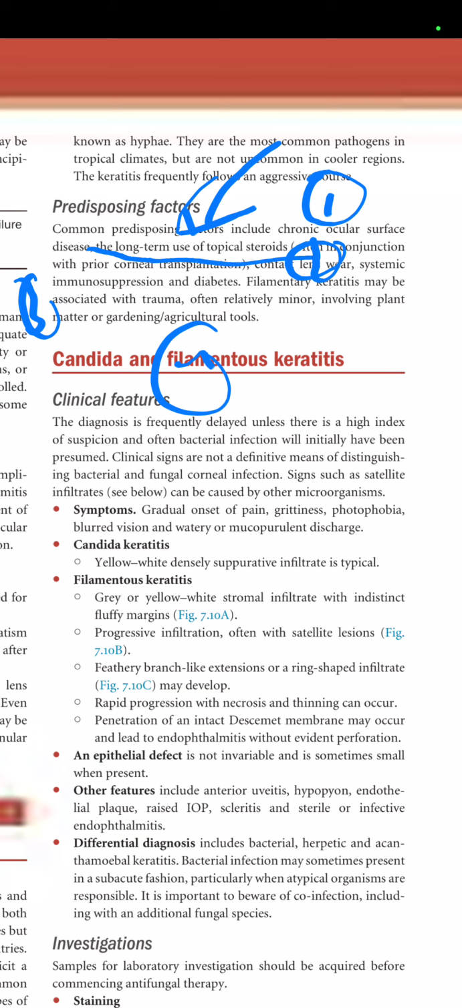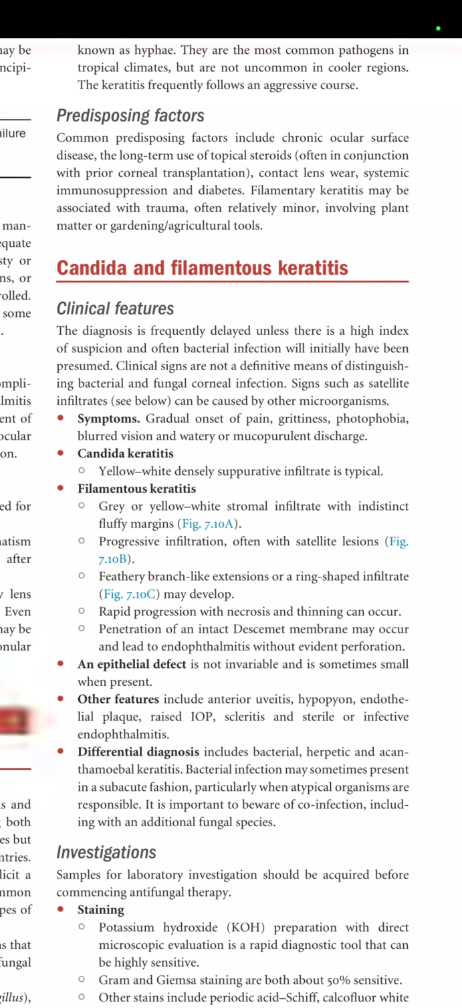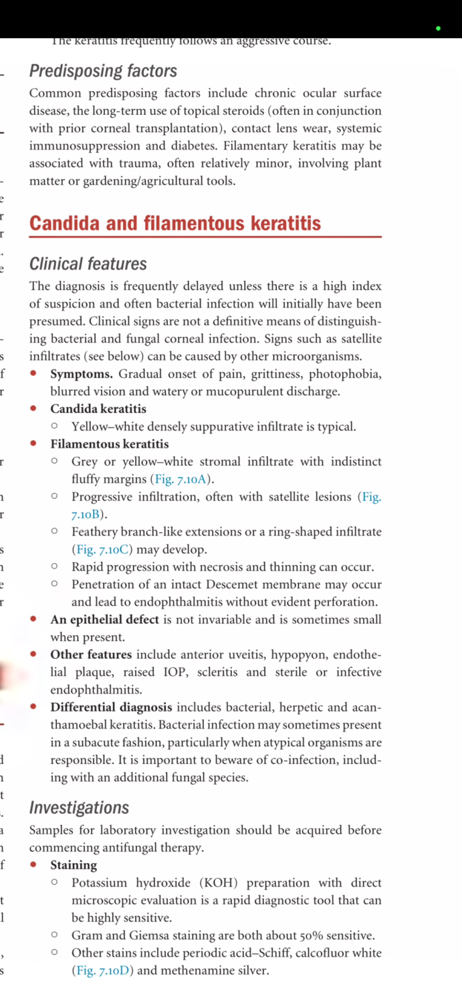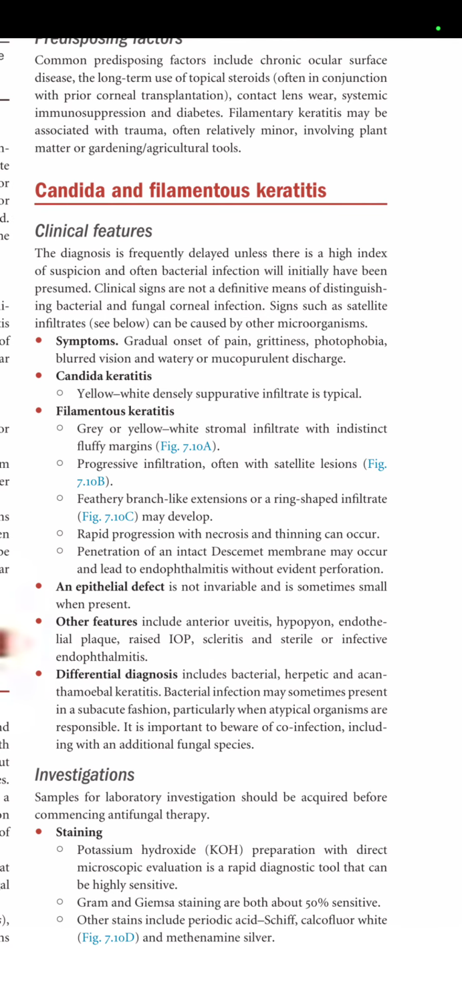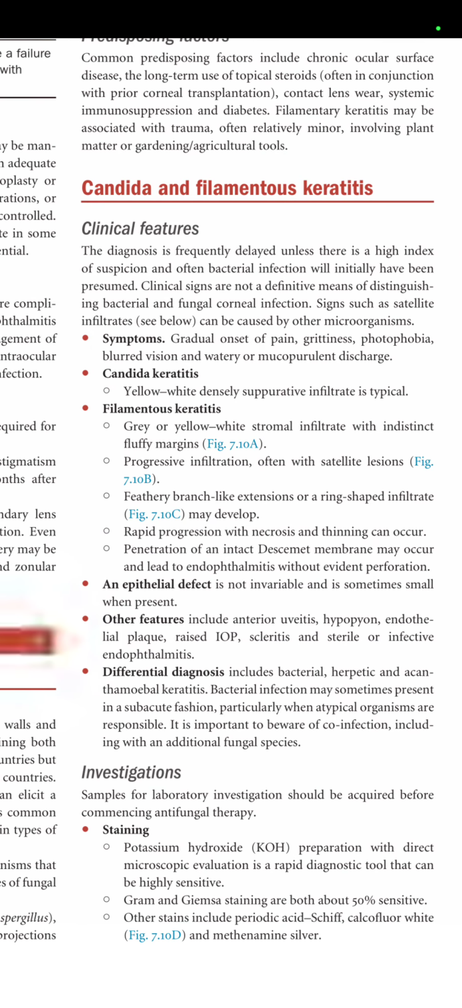Filamentary keratitis may be associated with trauma, often relatively minor, involving plant matter or a gardening or agricultural tool. So basically, when someone gives us a history of trauma with vegetative matter, then it is most likely caused by fungal keratitis. Next we are going to study Candida and filamentous keratitis.